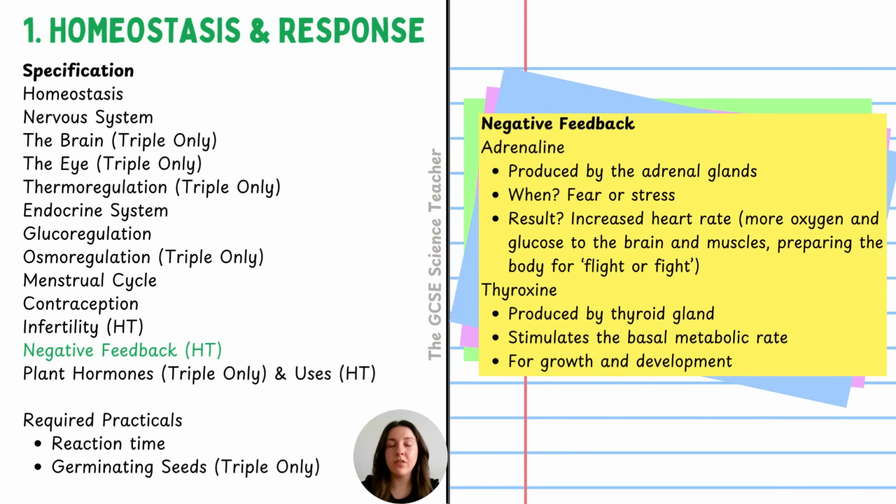You need to know that adrenaline and thyroxine are two hormones that undergo negative feedback. Let's talk about adrenaline first. It's produced by the adrenal glands during times of stress or fear. As a result, there is increased heart rate, and more oxygen and glucose move to the brain and muscles, preparing for a fight or flight response. In terms of thyroxine, it's produced by the thyroid gland, and it stimulates the basal metabolic rate, and this is for growth and development.